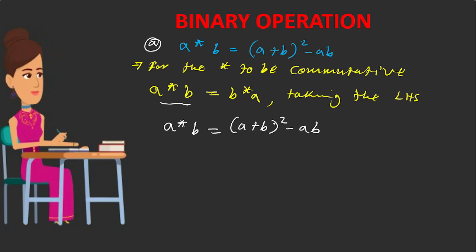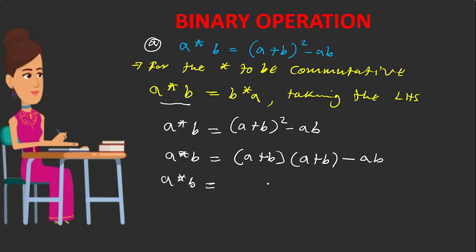So A star B is simply equal to A plus B, open bracket A plus B close bracket, minus AB. With time, you're going to know how to easily work out this part. But for now, since we are dealing with basics, and we haven't yet gone further to binomial expansion, I'll do it step by step. A star B is simply equal to A open bracket A plus B, we are multiplying A throughout with that, and then plus B, you multiply it by everything inside there, and then minus AB.